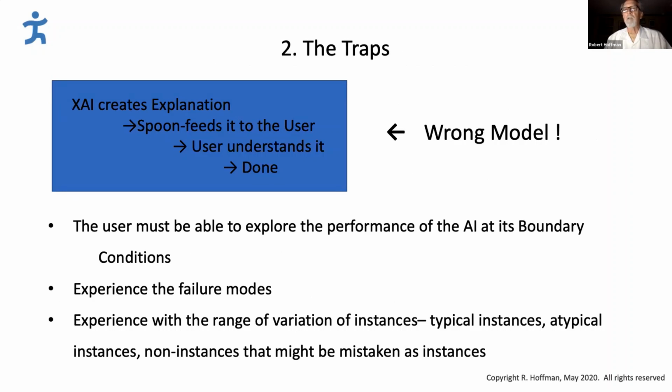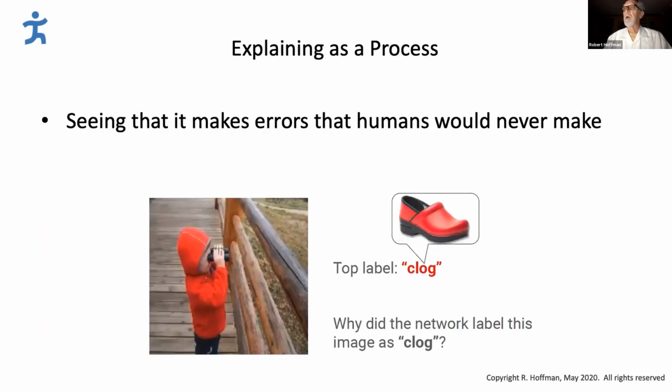We know that from lots and lots of psychological research on explanatory reasoning: how people explain things to other people, how teachers explain things to students. The user must be able to explore the performance of the AI at its boundary conditions. How does it perform when it's getting odd cases? Why does it get those odd cases wrong? Why does it get some of them right? What are the reasons for that? They have to experience the failure modes and a range of variation of instances: typical instances, atypical instances, non-instances, all of that. And very little research in explainable AI is really pushing on that notion.